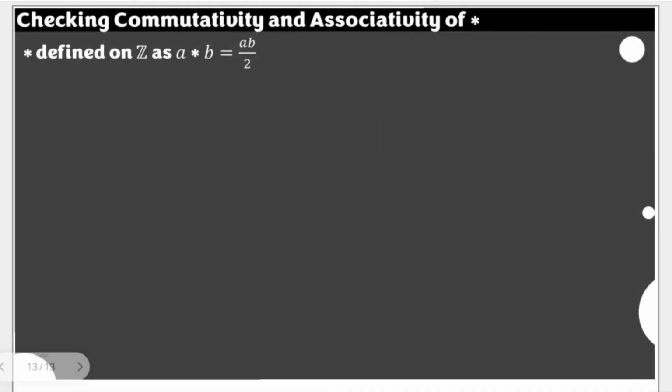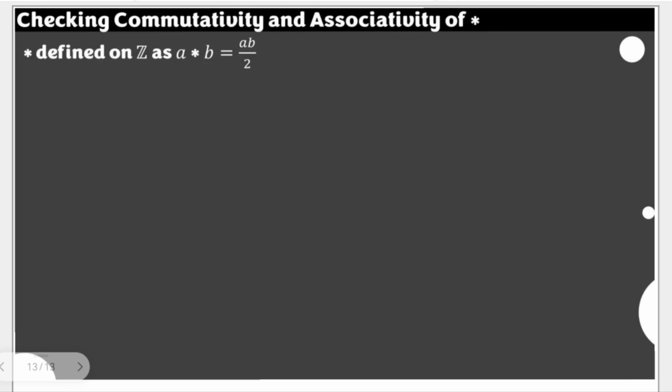We are to verify whether the given star operation for this item here is both associative and commutative. We have the star operation defined on Z as A star B equals AB over 2. Of course, we need to show the two properties here, commutativity and associativity, as required.